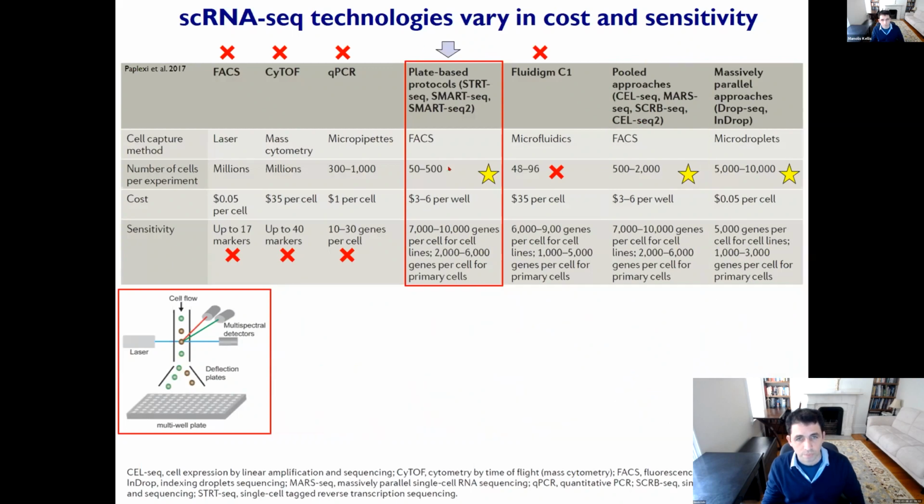So what does SmartSeq do? SmartSeq basically uses fluorescence activation cell sorting. It captures between 50 and 500 cells based on how many wells you're willing to profile. And then it costs about $3 per well. And you can profile up to 10,000 genes per cell. So this captures the most genes for each one of those cells. But effectively, you're paying a separate sequencing reaction experiment for every single well. So effectively, you're paying for 500 experiments to profile 500 cells.